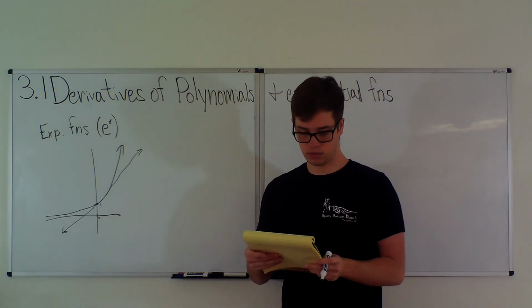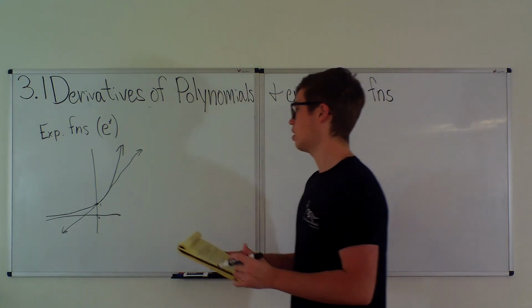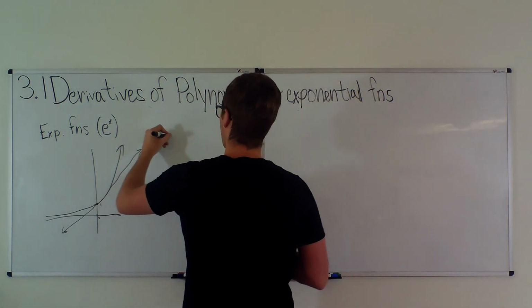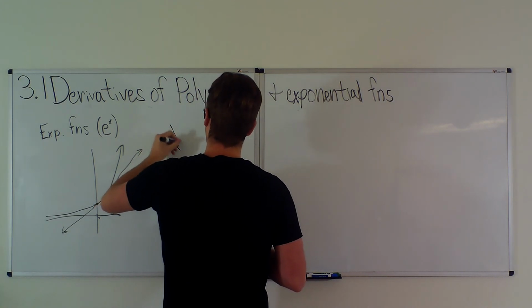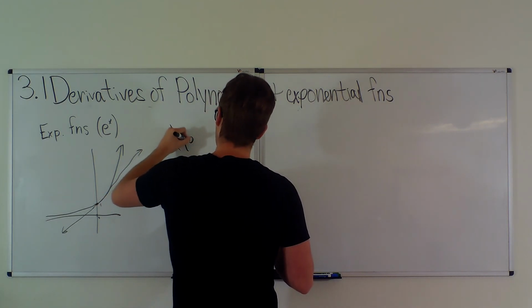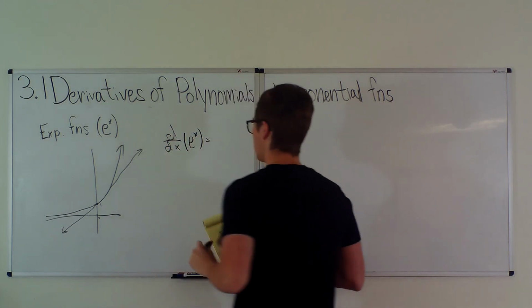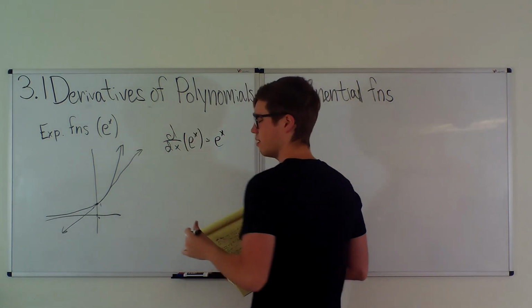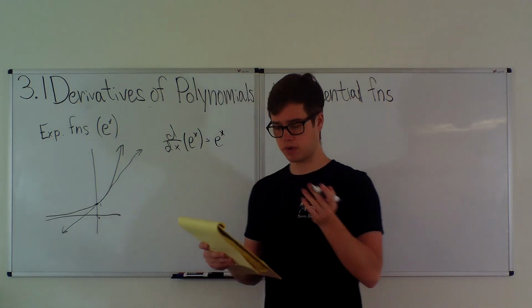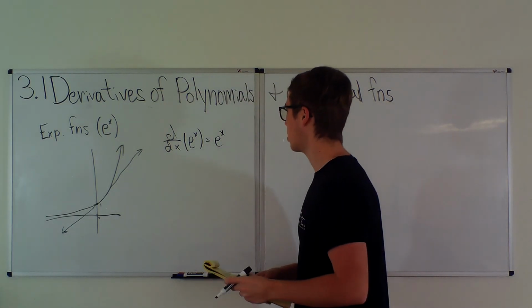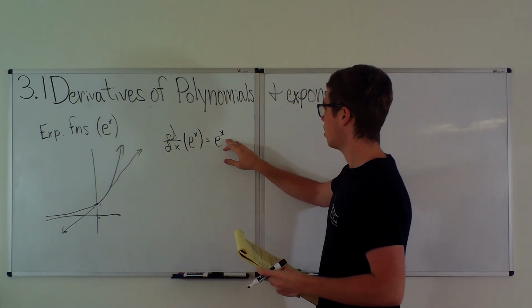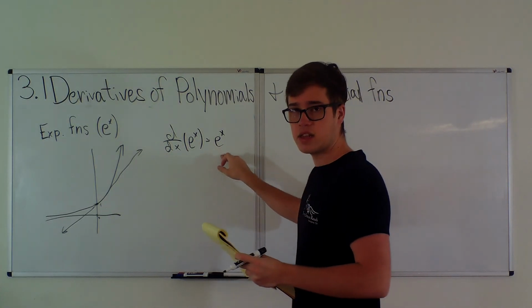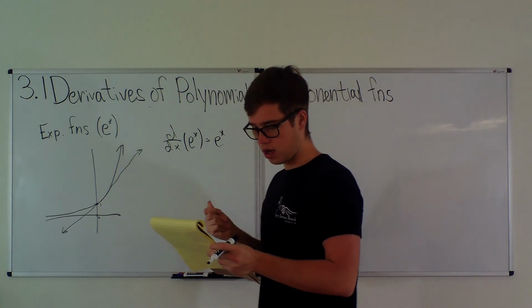So now let's go on to the derivative of the natural exponential function. d/dx of e to the x is equal to, any guesses? e to the x. What? Just e to the x? What about the power rule? Well, it doesn't apply because this is e to the x, not x to the e or something like that.